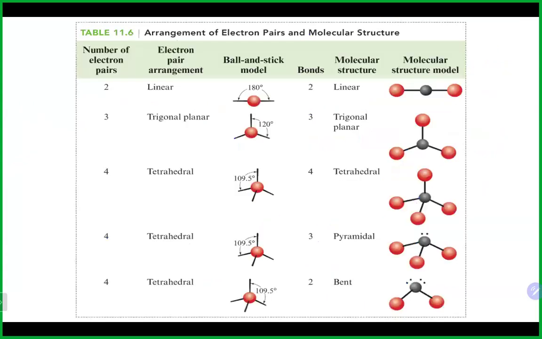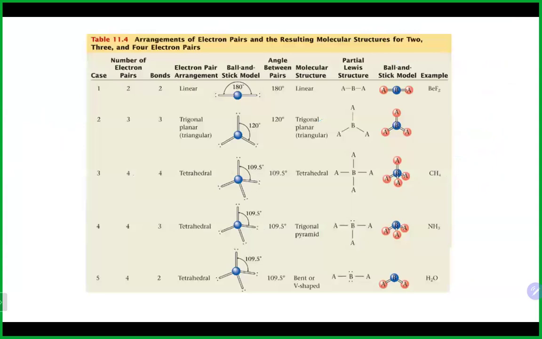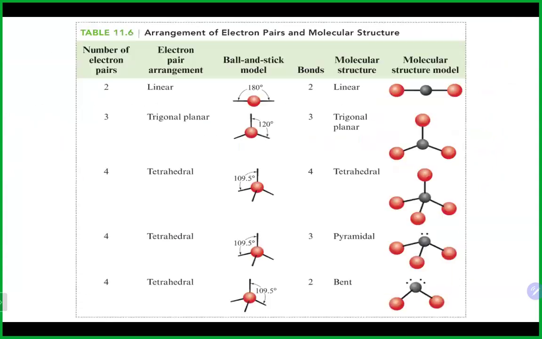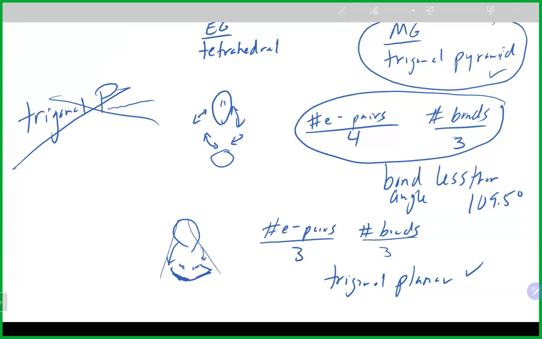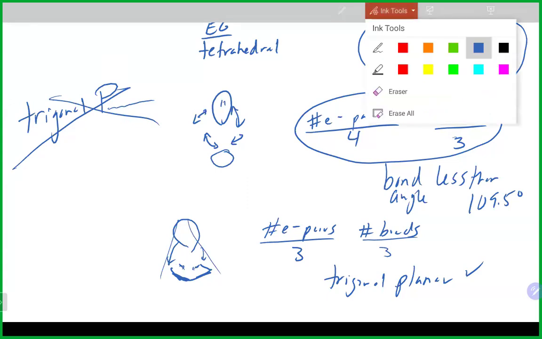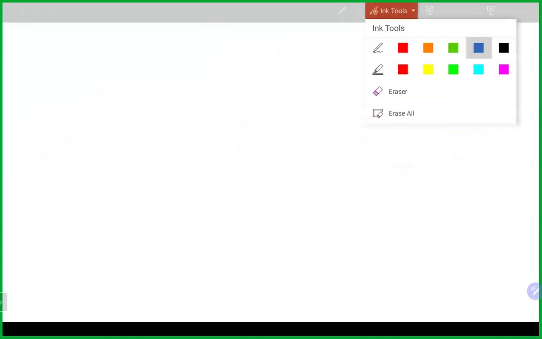All right, the last geometry that you're responsible for is something like water, for example. And if we look at something like water and we draw water, it looks something like this.